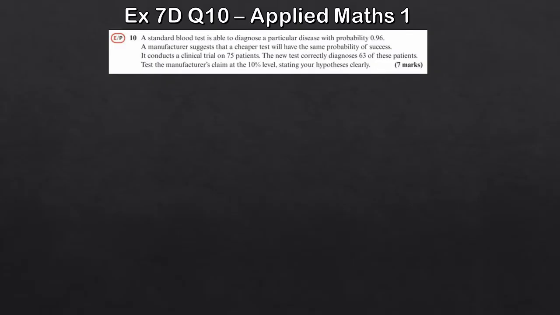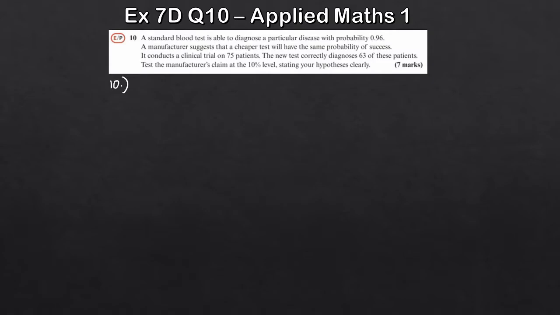So the most important thing with any of these hypothesis testing questions is essentially diagnosing whether it's a one-tailed test or a two-tailed test. That's the most important thing here because it defines how the test is operated. So for question 10 here, let's see if we can figure out which way it goes. Is it a one-tailed or a two-tailed?